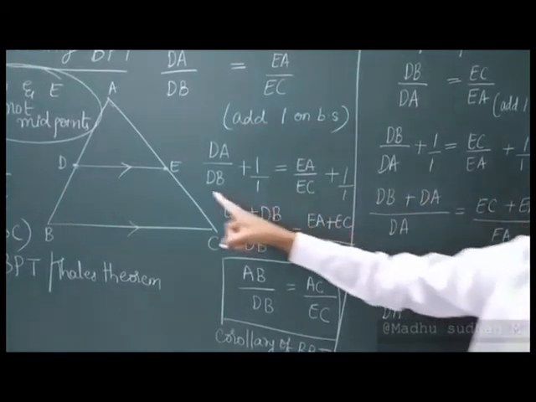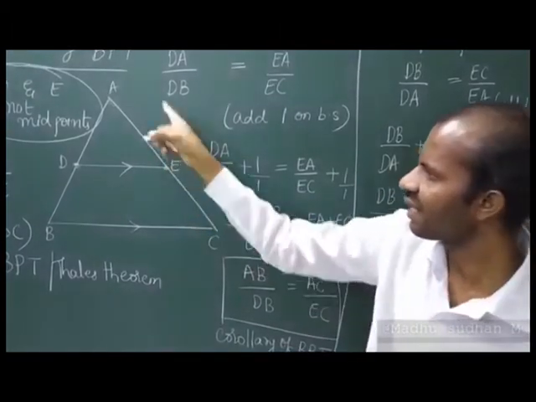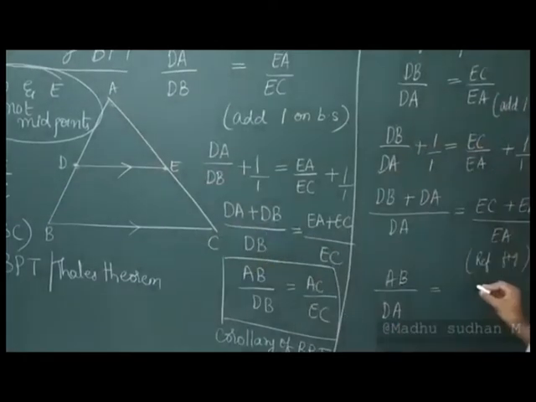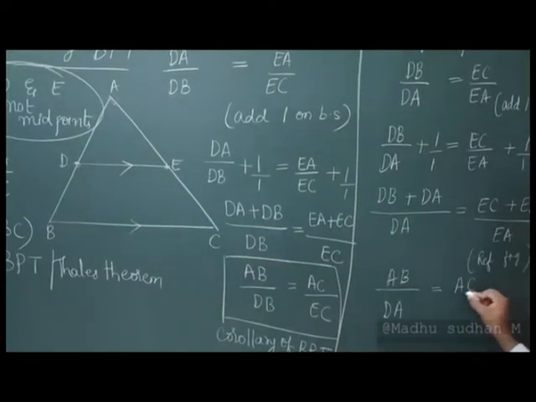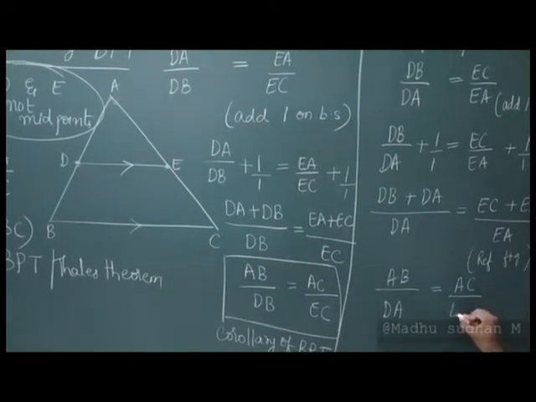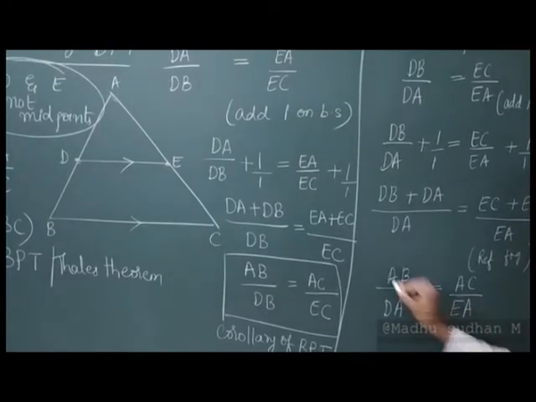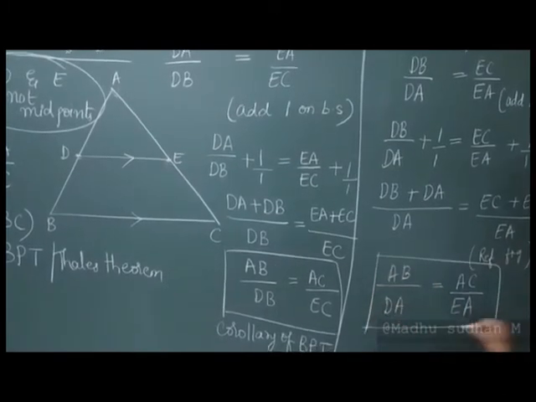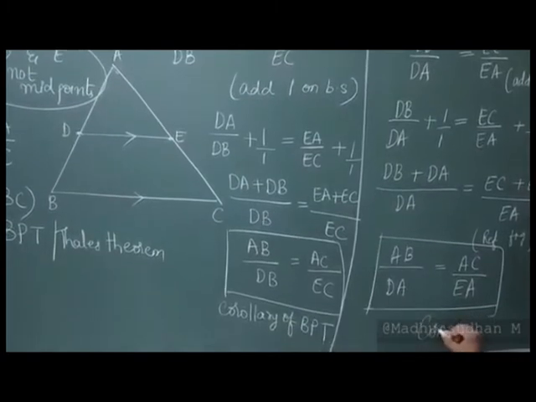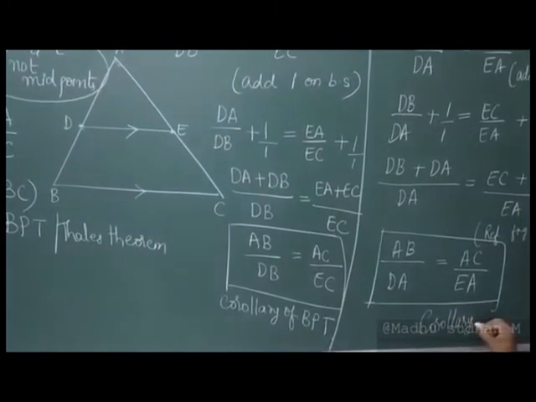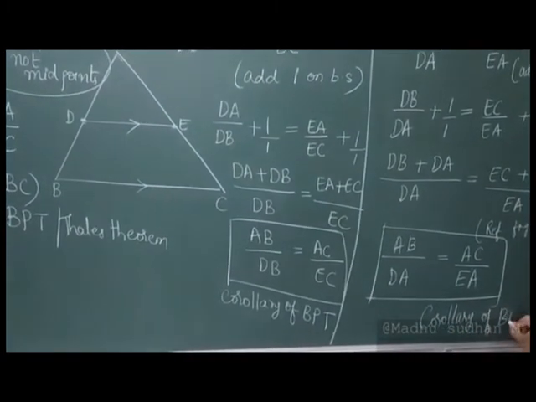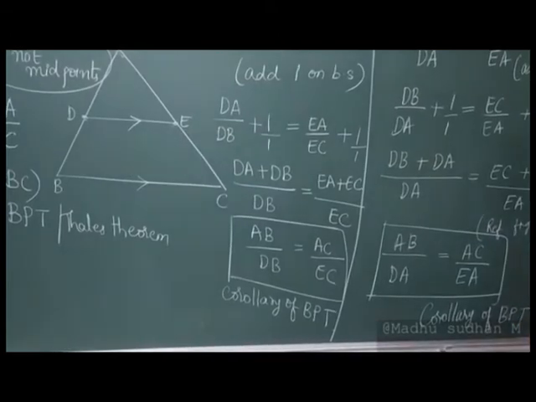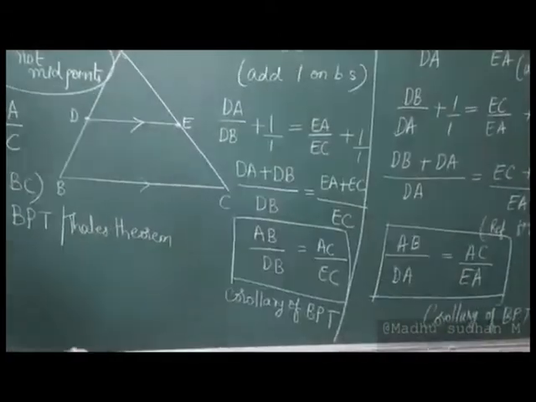Again refer to the figure here. EC plus EA, so that is the total length AC here. So this is AC divided by EA. So this is also a corollary of the BPT. This is the corollary of BPT. Follow it, children, and it is very important to be told here.